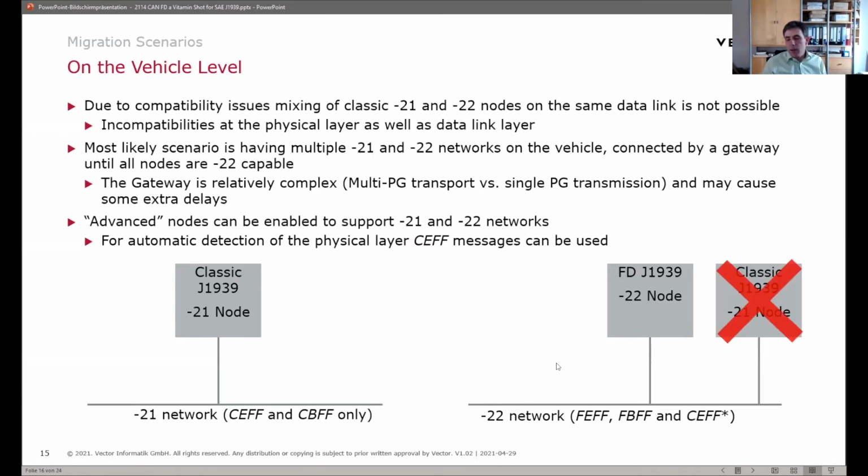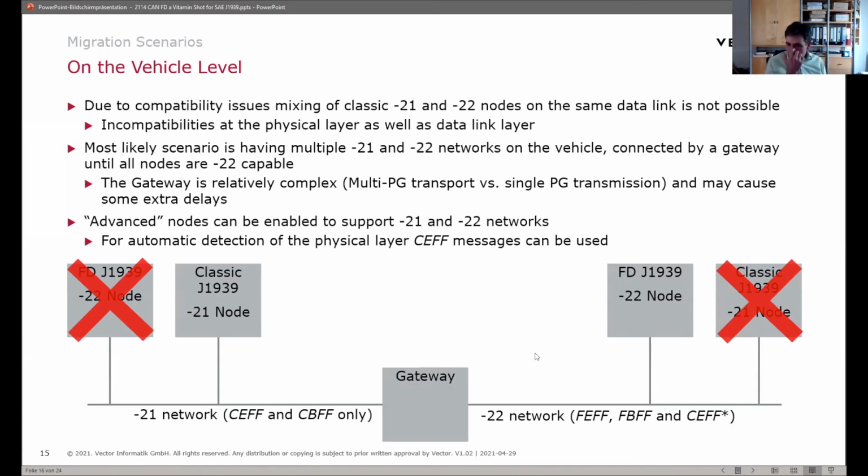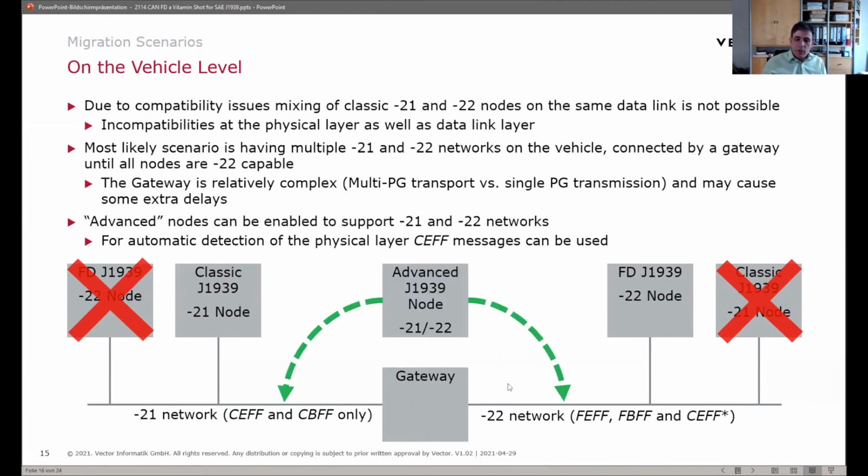And okay, I forgot to click on the animation. So this is what I mentioned earlier. It is not possible to mix classical and FD nodes, neither on the new nor on the old network. And to connect those two networks together, for sure, you need a gateway which bridges between those two protocols and the physical layers. And what you seriously should consider, if you have to modify your classic node to some degree, then you may consider, I call this, it is not an official term, an advanced J1939 node, which is prepared to support both physical layers.